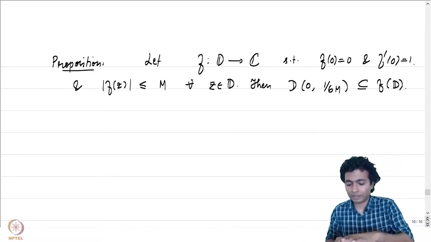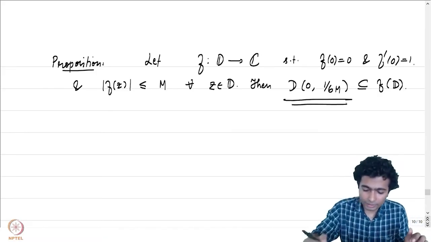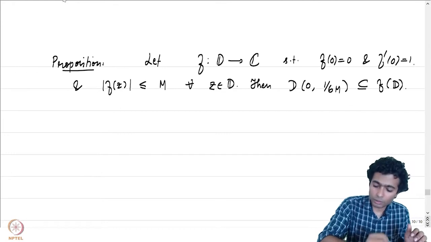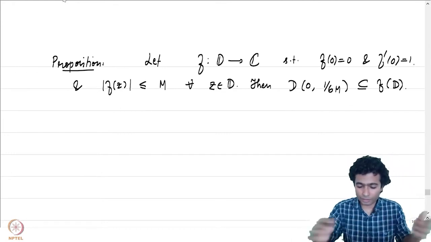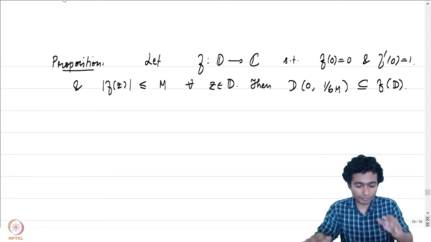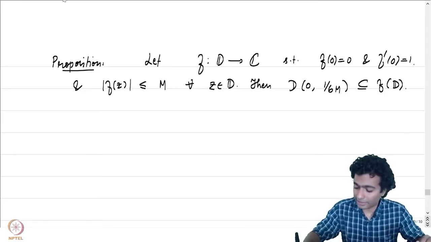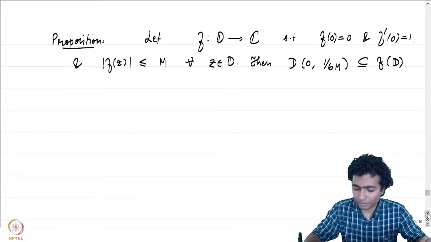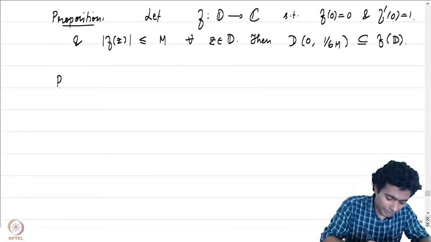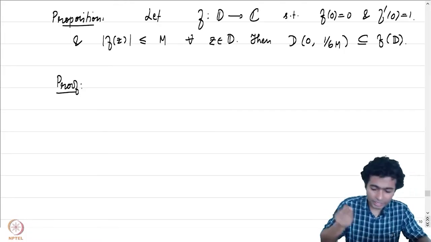If you notice the left hand side here, there is no reference to f. Irrespective of what f we pick, which satisfies these conditions, the disk of radius 1 by 6M is going to be contained in that. Let's give a proof of this statement. It's an elegant proof actually.